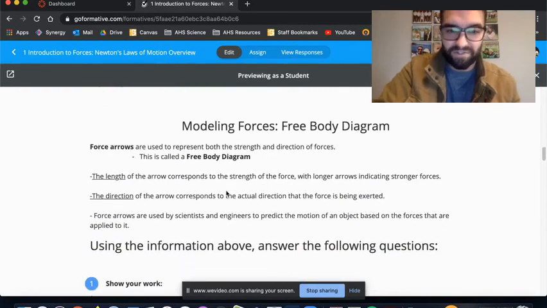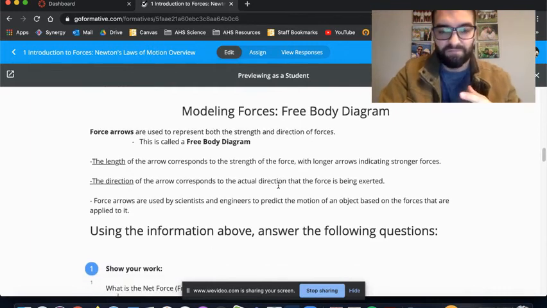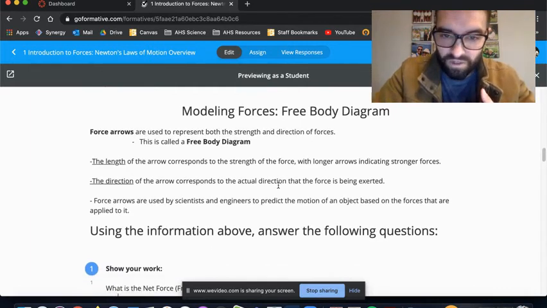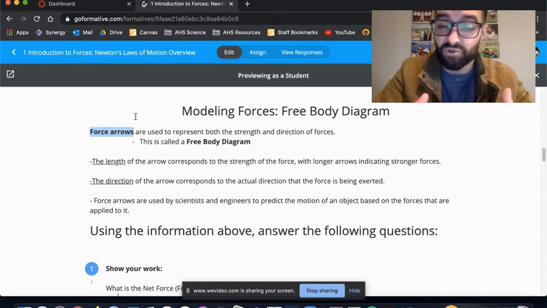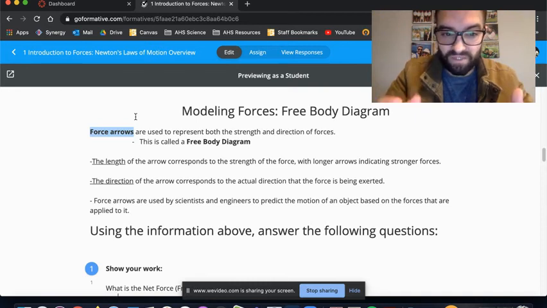Next, I have a little note about modeling forces. Modeling forces is going to be called a free body diagram. I'm going to refer to it as a free body diagram, but the most important thing is that you're using what are called force arrows to represent the strength and direction of the force, okay?